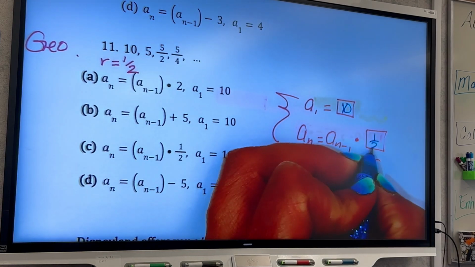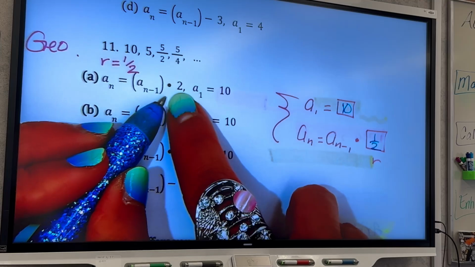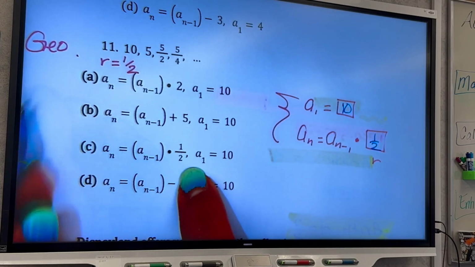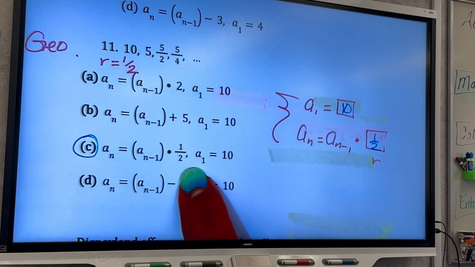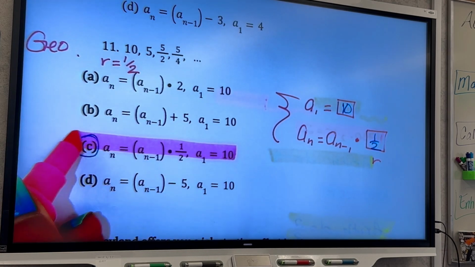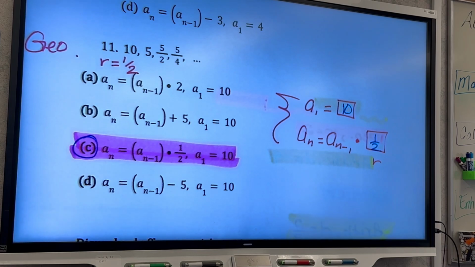1/2. That's the key. So this one says times 2, this one says plus 5. It's not even close. This one says times 1/2, so C is it. And since it's geometric, I'm going to highlight that answer in pink, so it stands out. Okay.